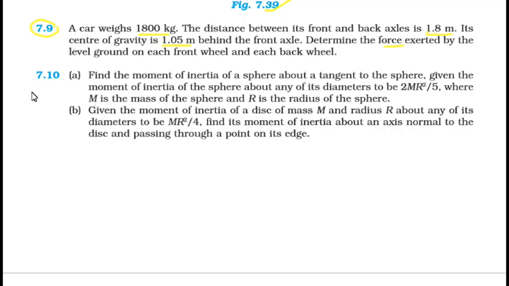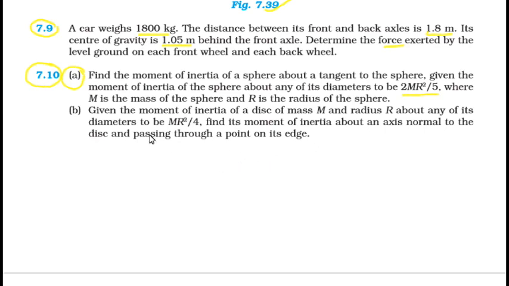The next problem is 7.10. It has two parts, part A and part B. Let us see first part A. Find the moment of inertia of a sphere about a tangent to the sphere, given the moment of inertia of the sphere about any of its diameter is 2 mr square upon 5, where m is the mass of the sphere and r is the radius of the sphere.